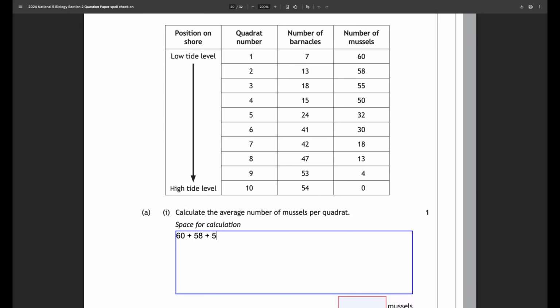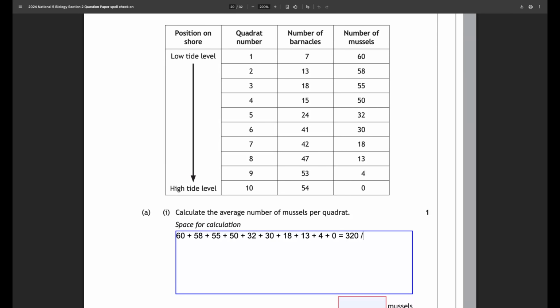Okay, so 60 plus 58 plus 55 plus 50. Now many of you will be saying, oh, I know how to do this, Mr. White. It's not too difficult, but being careless is probably the thing you have to watch out for in this one here. Because if you are careless, you might miss a number or you might do something silly on your calculator, okay? So when we add up all those values together, we get 320. 320 is the total.